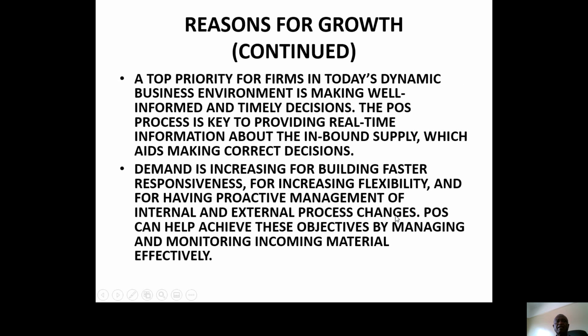A top priority for firms in today's dynamic business environment is making well-informed and timely decisions. The purchase order system process is key to providing real-time information about the inbound supply, which aids in making correct decisions and avoiding errors. Demand is increasing for building faster responses. Why? Because all companies are doing that. That makes the purchase order important.